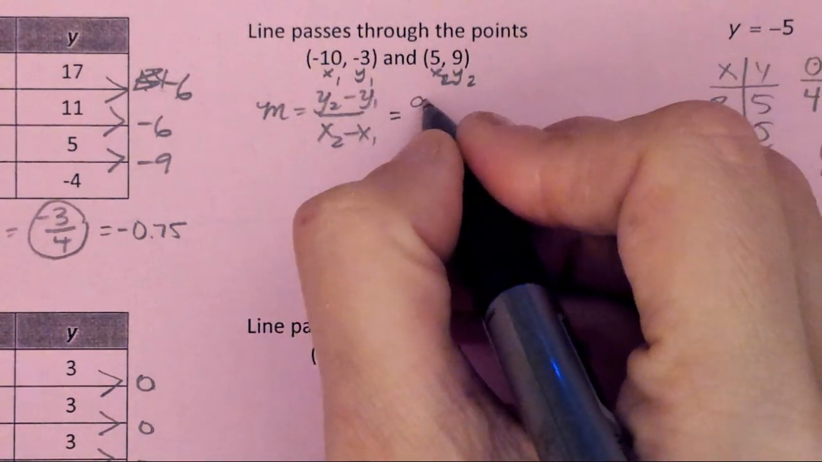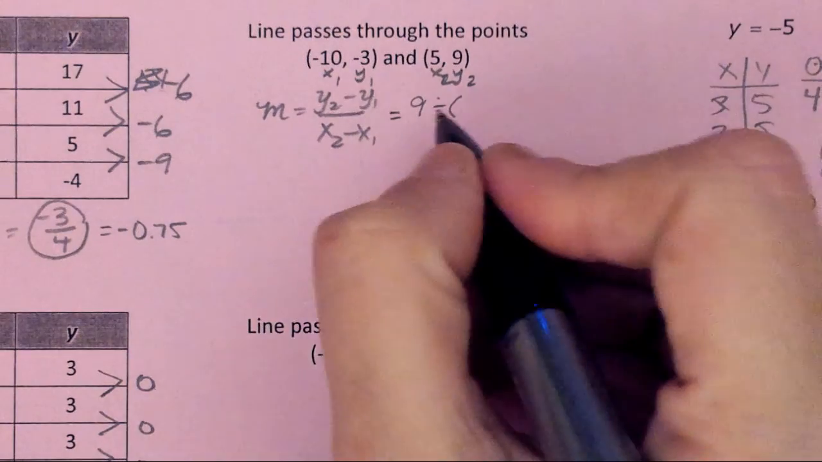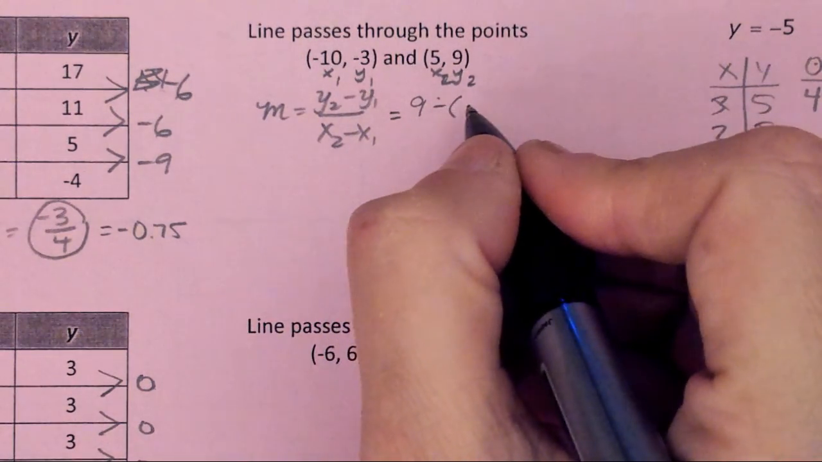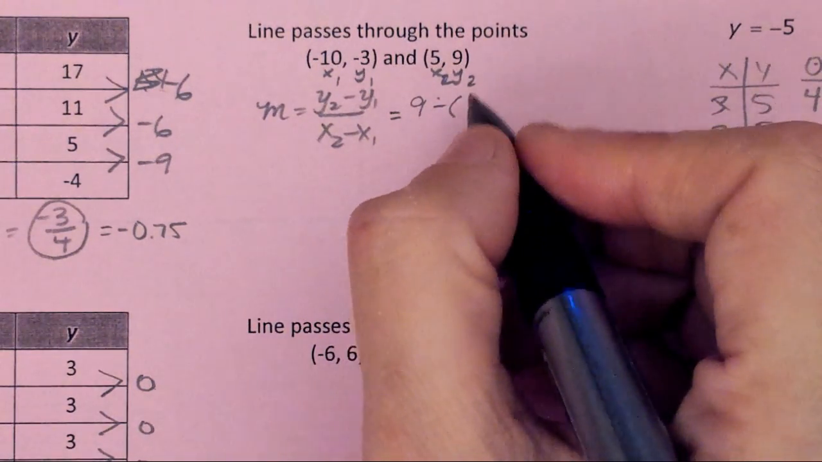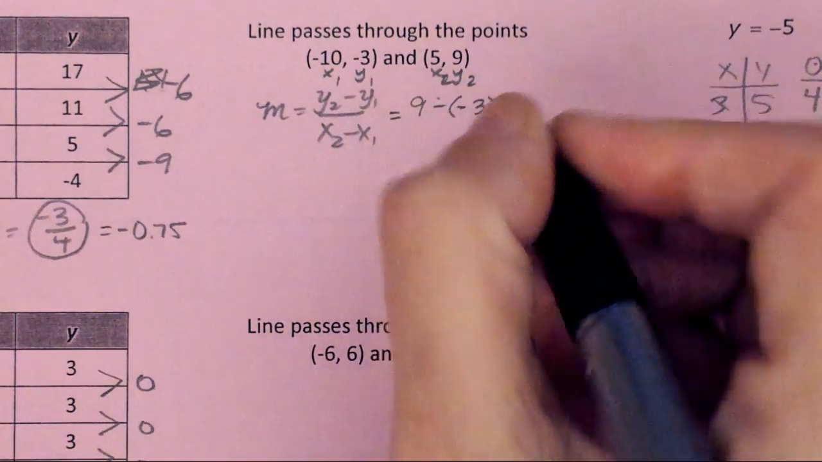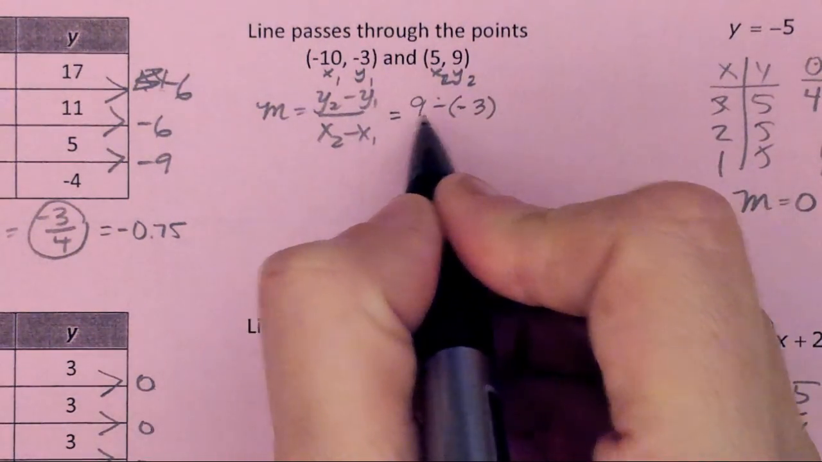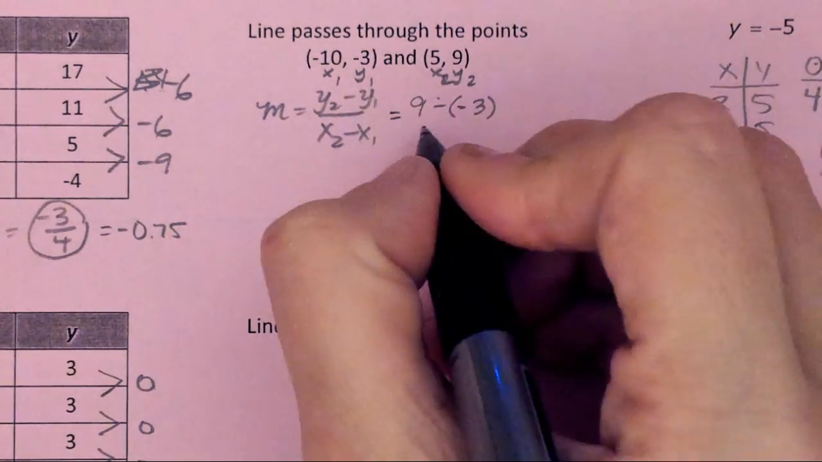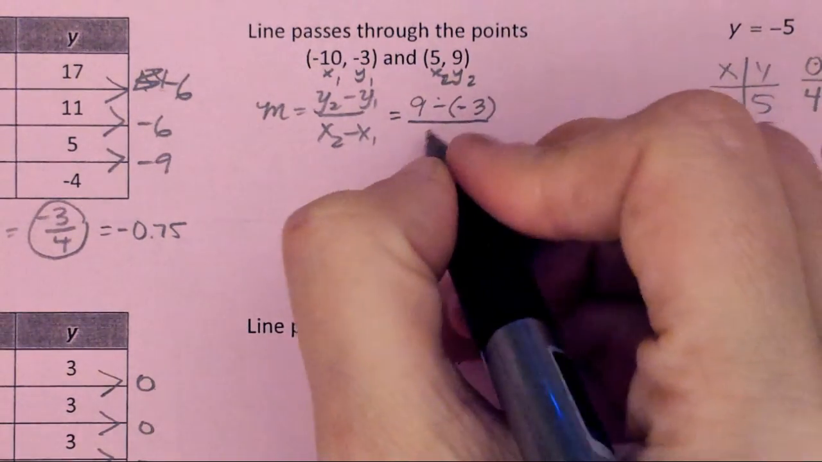So y2 is 9. The other thing I always do is when I'm putting something after a minus sign, when I'm subtracting, I always put it in parentheses. y1 is negative 3. I do this because if you don't, a lot of you would have put 9 minus 3, which is not the same thing. And I'm still seeing that. We've been doing this for a few days.